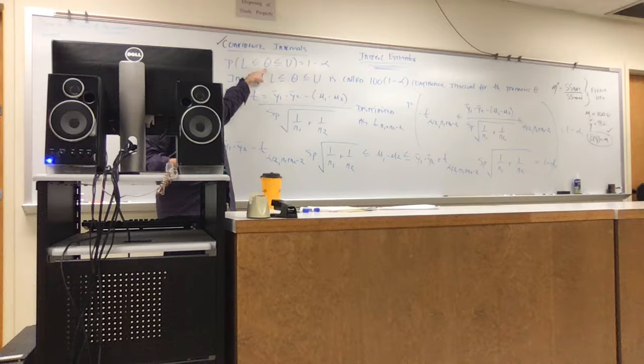This formula right here says that the probability that this t, the t that we're computing, is greater than or equal to a negative t critical value on the lower end of the curve, and less than the t critical value on the upper end of the curve, is equal to 1 minus alpha. So this is saying, what's the probability that the t you obtain is between the negative critical value and the positive critical value?